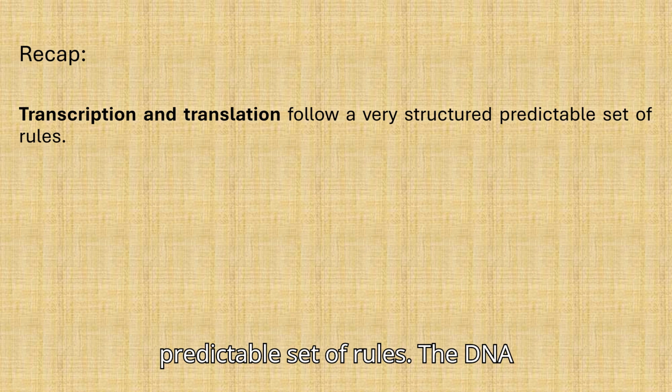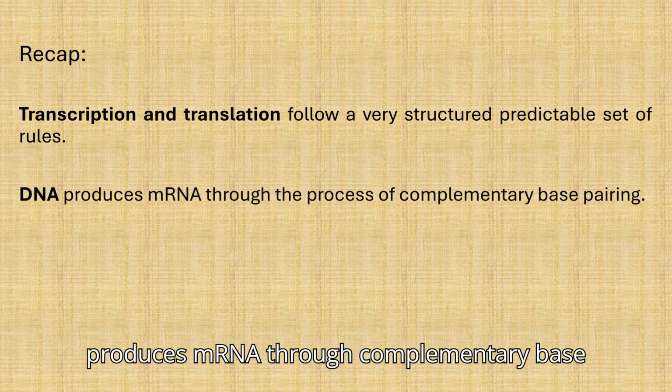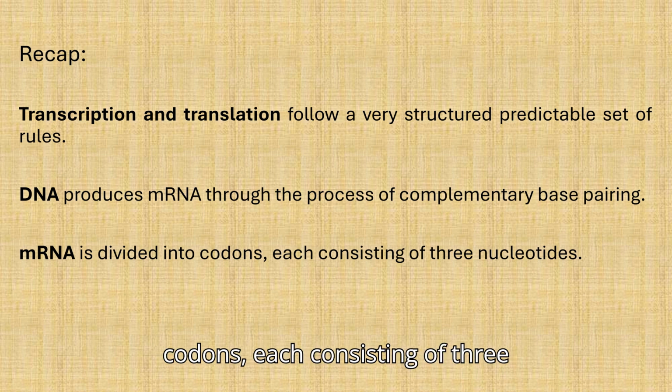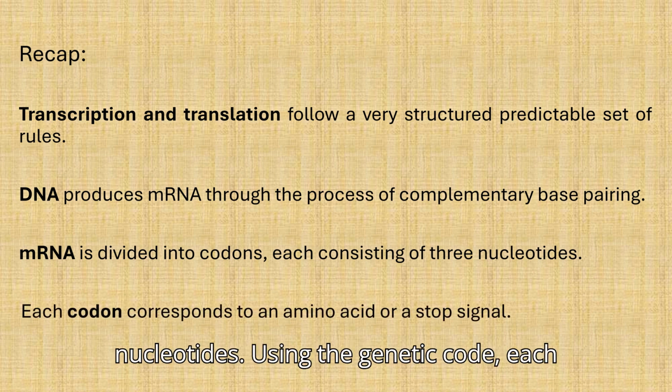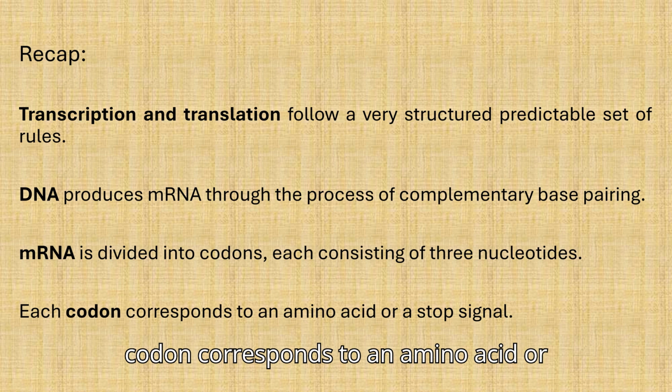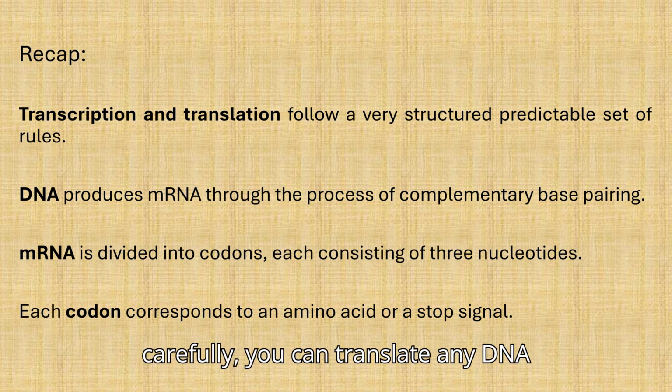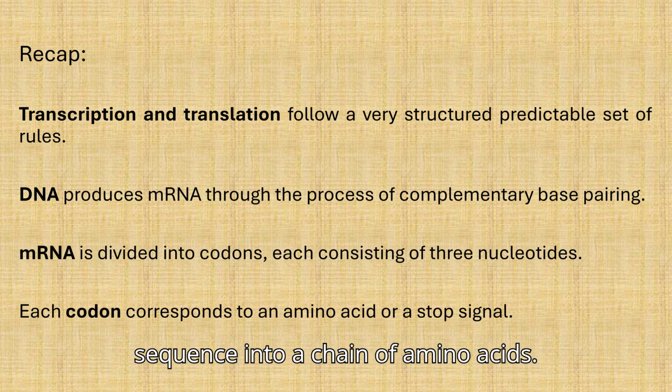To summarize, transcription and translation follow a very structured and predictable set of rules. The DNA produces mRNA through complementary base pairing. The mRNA is divided into codons, each consisting of 3 nucleotides. And using the genetic code, each codon corresponds to an amino acid or a stop signal. By applying these steps carefully, you can translate any DNA sequence into a chain of amino acids.